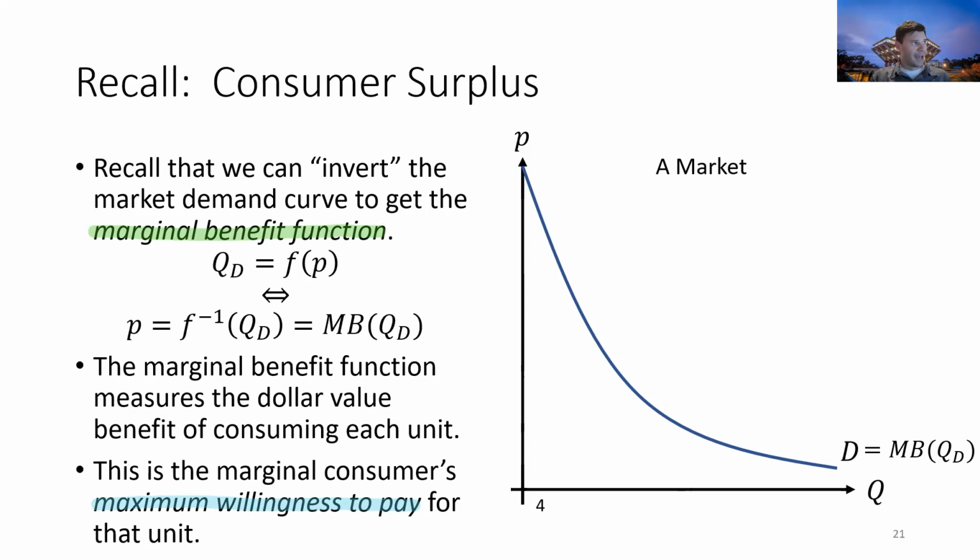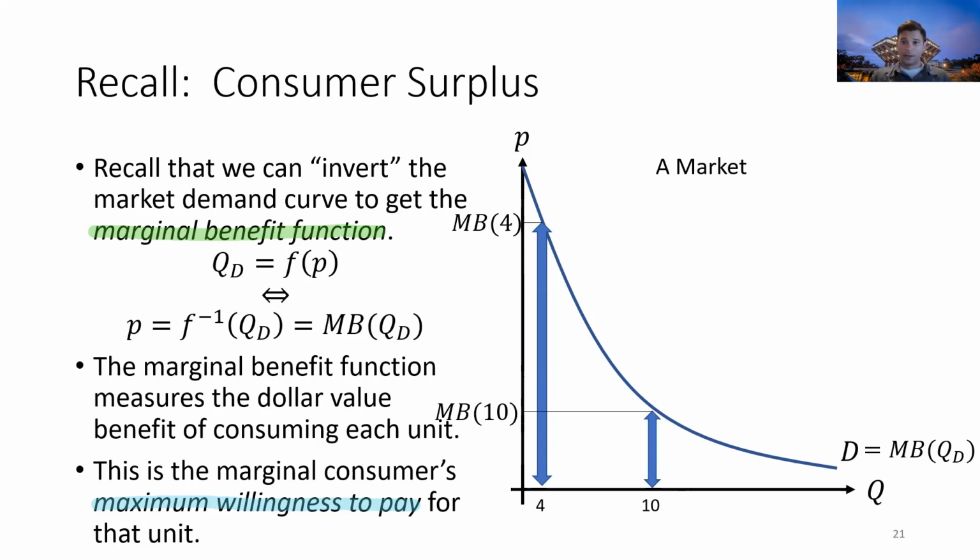So if you look at the value to this consumer of the fourth unit in the market, we can go up to the demand curve and measure that price, and that dollar value is the marginal benefit of consuming the fourth unit. If I wanted to know how much the 10th unit is worth to the buyer, then we plug the 10th unit into the demand curve and calculate the marginal benefit of the 10th unit.